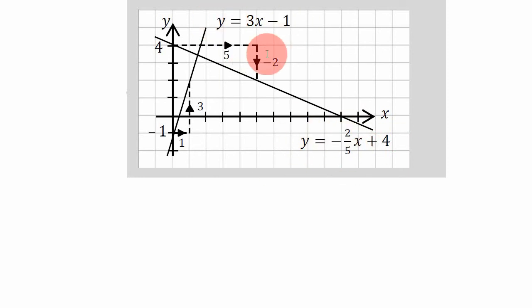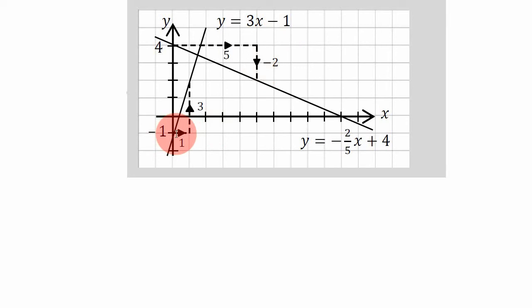Let's give you a second example to give you a better idea. So here's another line, or another equation, y equals 3x minus 1, which is supposed to produce this line. Again, we're going to start from the y-axis, the y-intercept. So this is the y-intercept, minus 1. So start from the y-intercept.